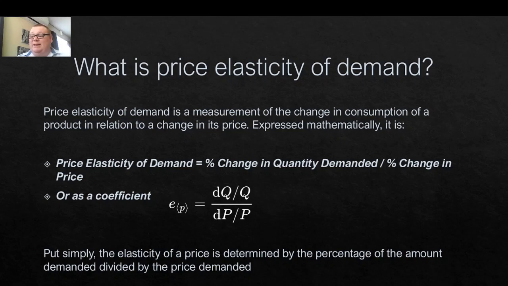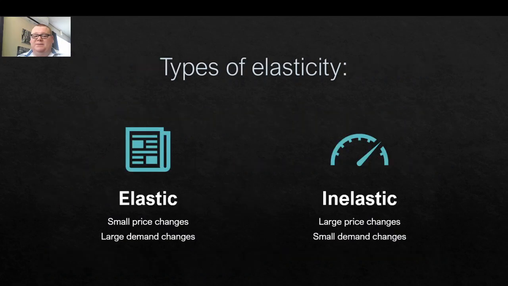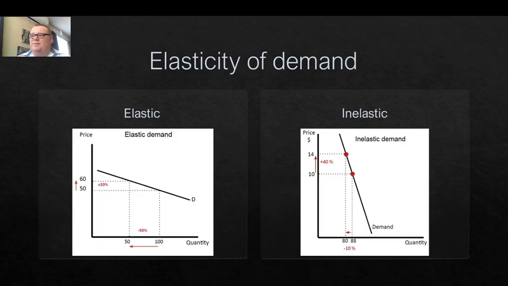Put simply, the elasticity of a price is determined by the percentage change in the amount demanded divided by the percentage change in price. And there are two types of elasticity. There is elastic, where a small price change can lead to large demand changes, and inelastic, where large price changes lead to small demand changes. Here are the two graphics for the elastic and inelastic demands.